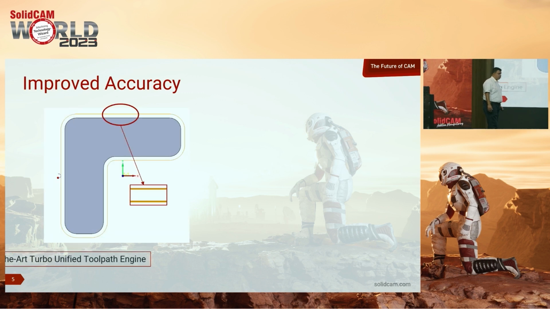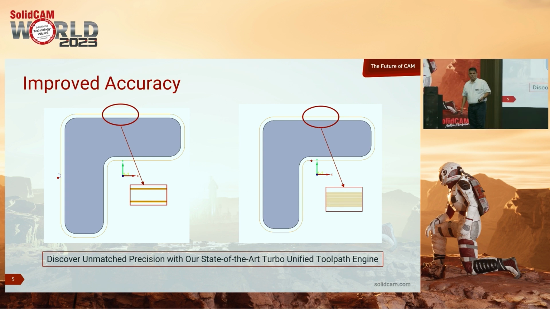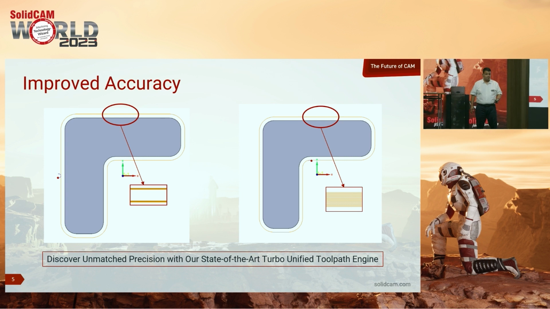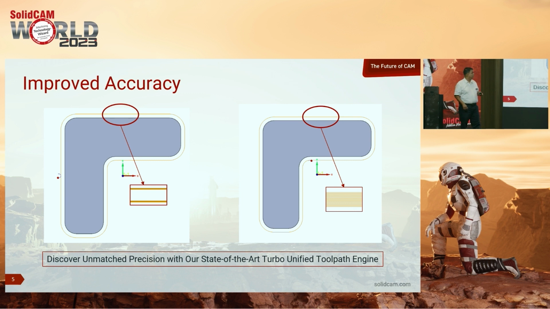About improved accuracy, we have seen a substantial difference in the way the toolpath is generated using the unified engine. It respects the tolerances much better than even probably the legacy HSM and turbo HSM. So we get much better results now with the unified engine. We have already seen this by machining a few parts, and we could see the difference in the results.